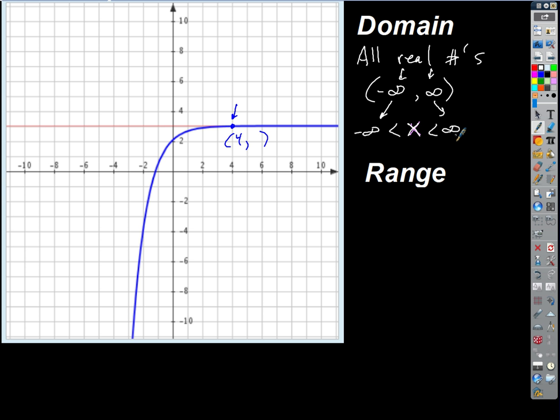Now what about the range though? Okay, the range is just a little bit trickier here. What do you think? Jocelyn, help me out with the range. So that's the y values. So if I were to squeeze this function onto the y-axis, is there going to be a lower limit?